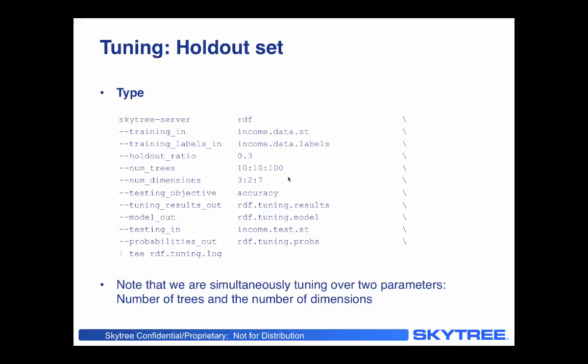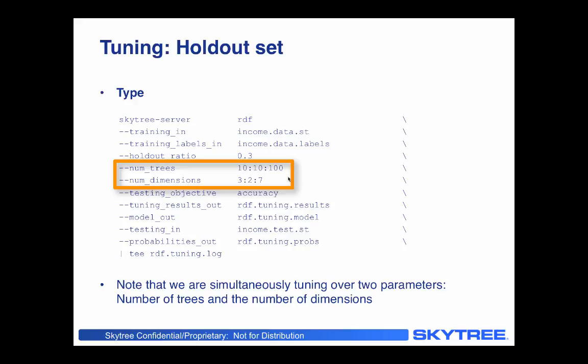Here's a tuning run for a random forest. We begin by specifying the RDF option as before, and the file names for the training input data and the labels using the training in and training labels in options. We then specify the holdout ratio option with the value of 0.3. This will actually make Skytree put aside a random 30% of the dataset for evaluating the models. So by simply specifying the holdout ratio option, we turned on parameter tuning.